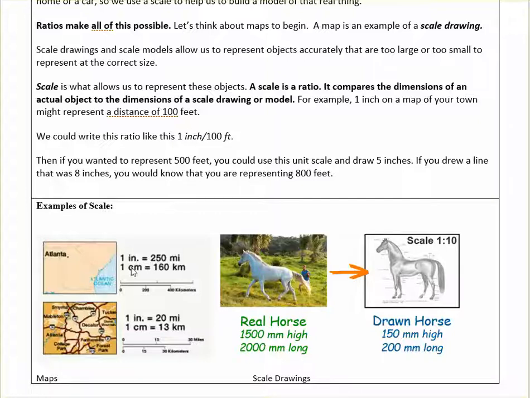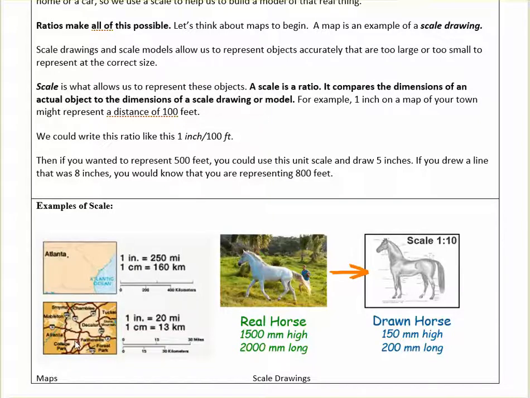distance between things. The first one says that 1 inch equals 250 miles. The second one says 1 centimeter equals 160 kilometers. So you can measure with either inches or centimeters and find how far apart two things would be. And there's also down here another way of representing scale with this picture, and we can use that too.